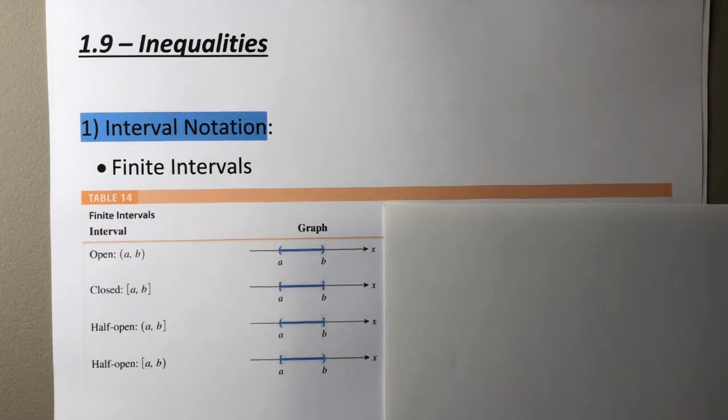Section 1.9, inequalities. We are only going to be discussing inequalities in this section. We will not be looking at absolute value, which is part of this section, but we are omitting it.